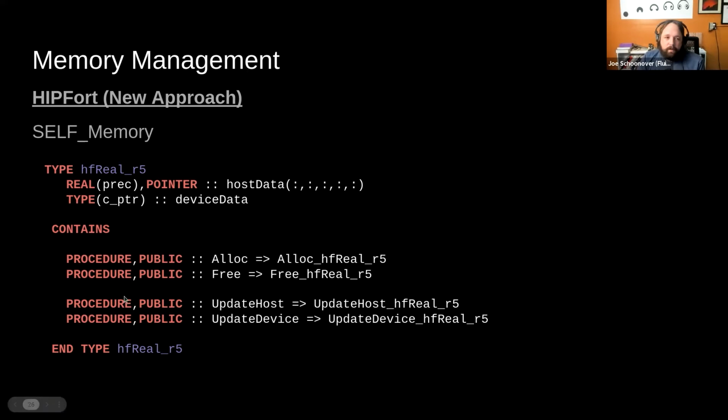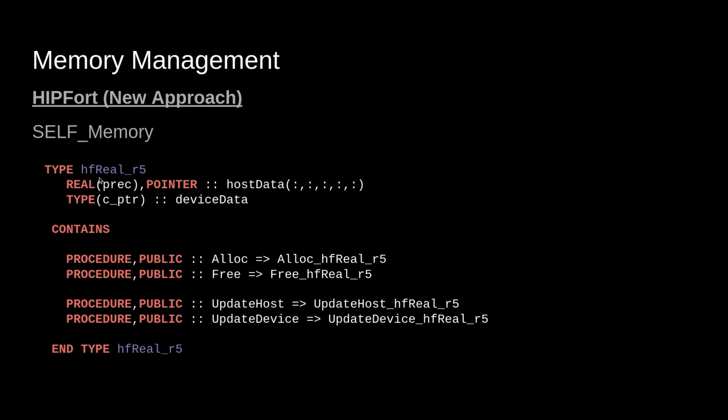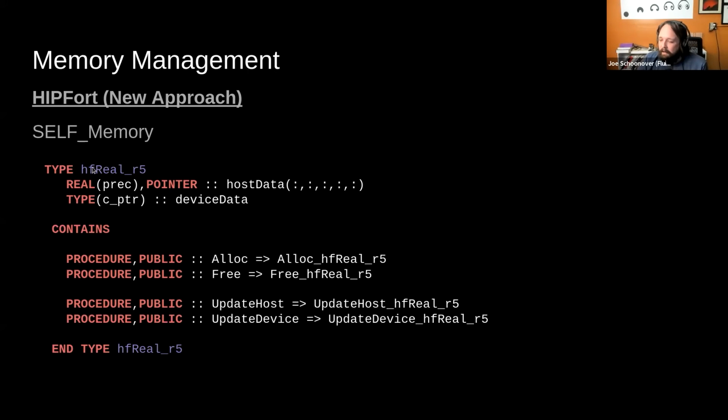So what we've actually done is we made a series of derived types in the self-memory module, and we prefix them with HF for HIPFort. And then we have reals, for which we've provided a build time variable called prec, which you can toggle between double and single precision. We have also defined 16-bit, but I haven't dared try it for any of the solutions that we do.